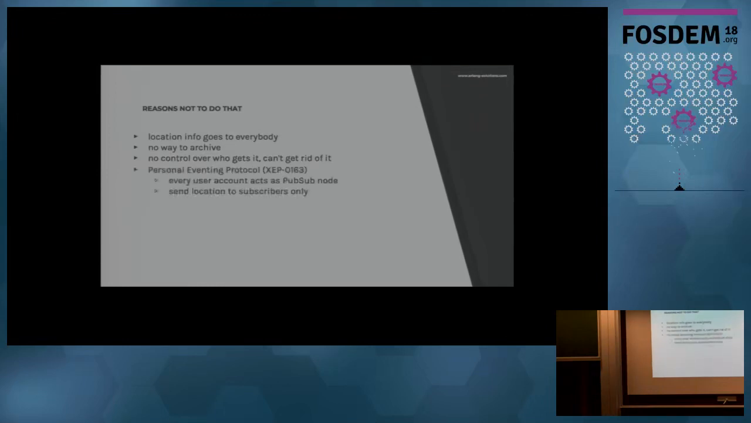Reason number 2 is that there is a very neat thing called personal eventing protocol. There is PubSub, which is publish-subscribe. There can be a node, you subscribe to the node, you get information. If the server implements XEP-0163, it supports personal eventing protocol, which basically means that every user is a PubSub node. So you can subscribe to events generated by this person. Now the location would go only to people who really want it, because they subscribed to it. And the guy has control over who gets his location and who doesn't.